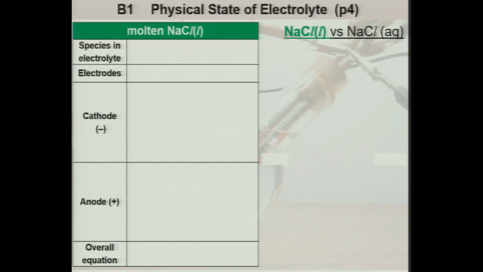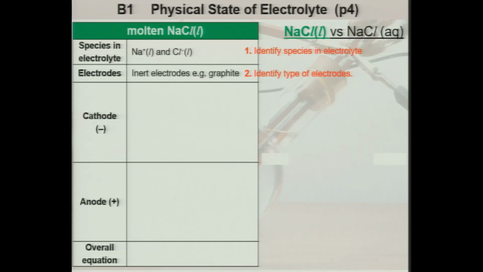While I run through the factors, I'm also going to try and help you be more systematic. Let's analyze the situation and understand what I'm dealing with. First, I will always tend to identify the species in my electrolyte. In this case, because it's molten sodium chloride, it's just sodium plus liquid and chloride liquid. Next, I will identify the type of electrodes present. In this case, these are inert electrodes, meaning the electrodes will not react. So it's actually quite a simple case.